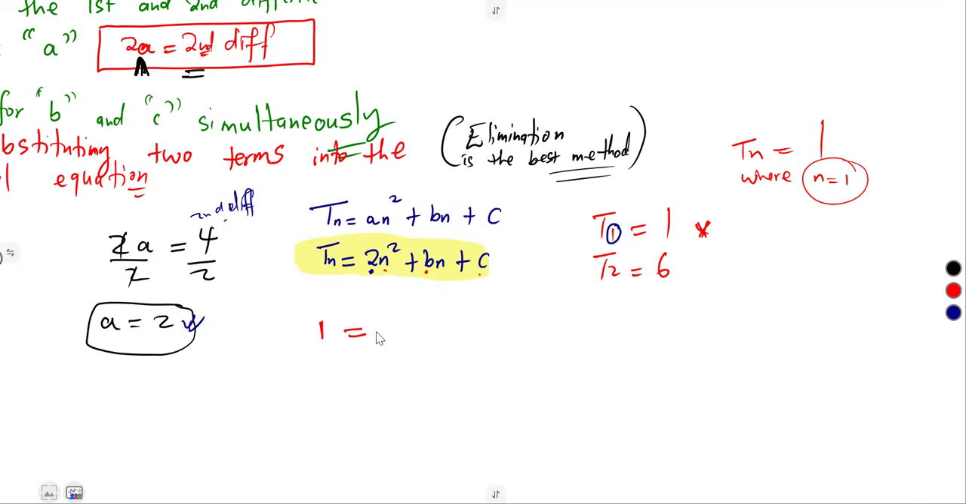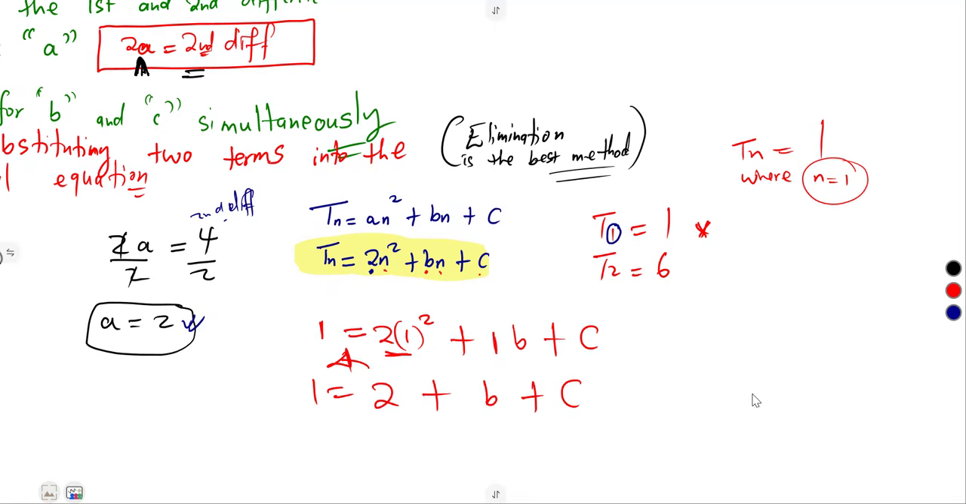In place of n, substitute a 1. So that's going to be 2 times 1 squared plus, in place of n, 1 times b, plus c. We have an equation, as you can see. So 1 is equal to, if you simplify this, 2 plus b plus c. Let's take the 2 to the other side of the equation. It's going to be 1 minus 2, which is negative 1. So negative 1 is equal to b plus c.